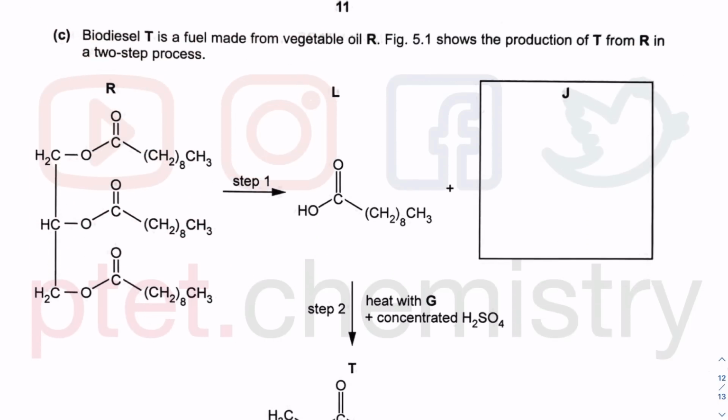In part C, we have this biodiesel. This is a fuel made from vegetable oil. So we know vegetable oil is actually an ester. So this is the ester here. We can see the C double bond O, and we can produce this thing.